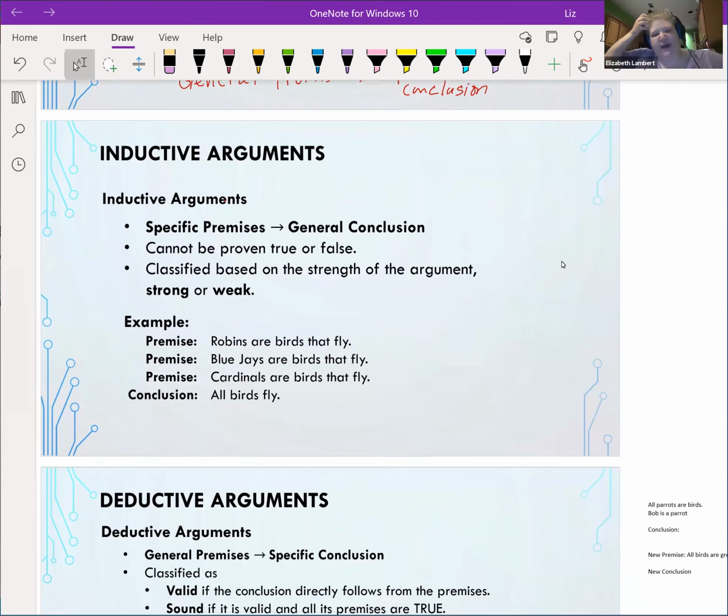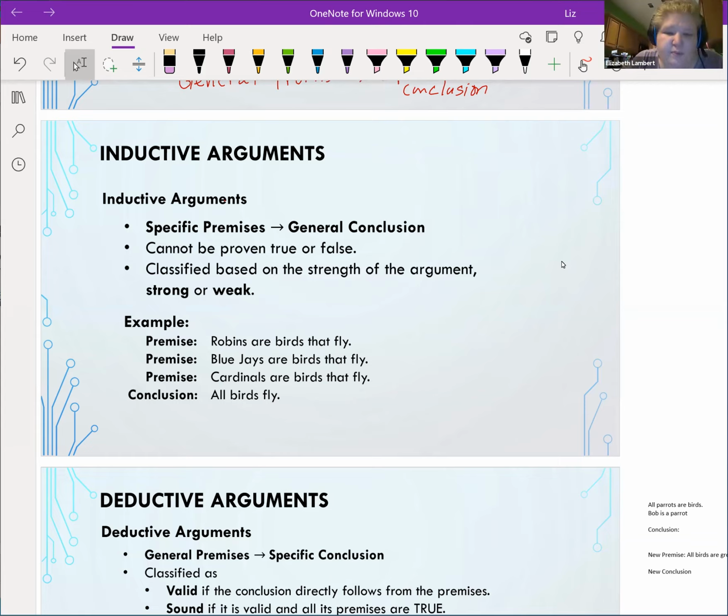Okay, so here, cannot be proven true or false, classified based on the strength of the argument, strong or weak. So an inductive argument is not logically valid, but it can be persuasive. So the strength of the argument would be on the examples you provide.